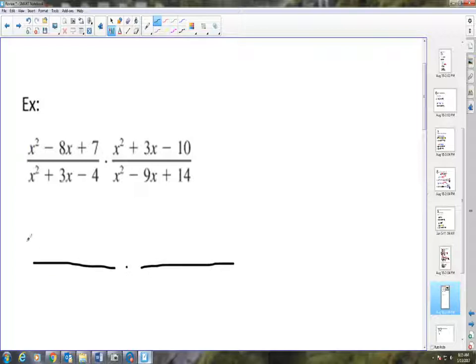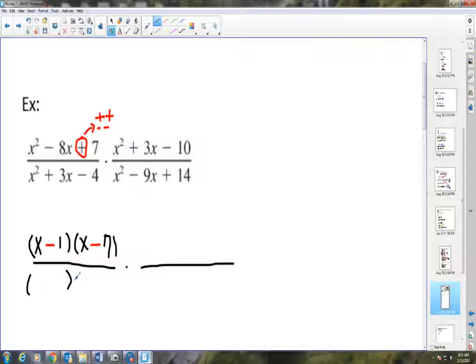trinomial up here. For x squared, we can use x and x. Alright, factors of 7 got to be 1 and 7. Since the last term of the trinomial is positive, that tells me the choices inside the parentheses got to be either both positive or both negative. Since my middle term is negative, that means I need to have a -7 on the outer and a -1 in the inner. So when you combine -7 and -1, you get -8.